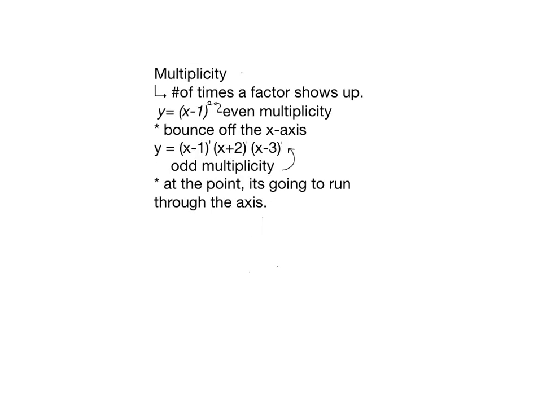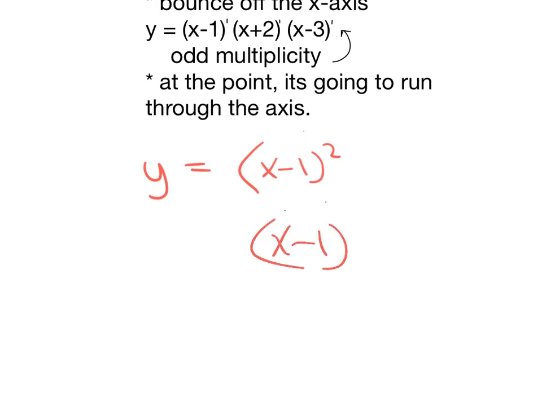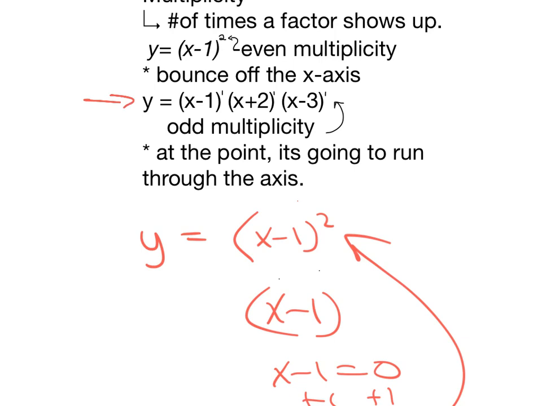So again, this is multiplicity. And multiplicity is just the number of times a factor is going to occur. So for example, if you have y equals (x minus 1) squared, once I solve this, I know that I'm going to get x minus 1 equals 0. So my solution of x equals 1 is going to occur 2 times. So this would have a multiplicity of 2. Now, all of these in this one, notice each one is only represented 1 time. 1 is an odd number. This has a multiplicity that's odd, and it's going to run through the x-axis.